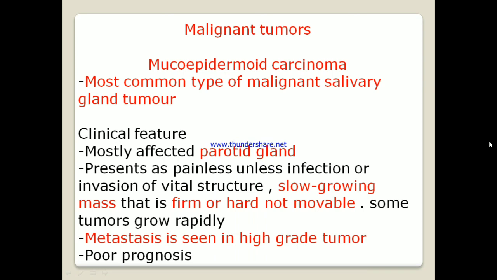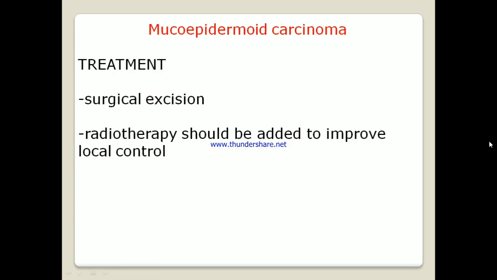Malignant tumors. Mucoepidermoid carcinoma. Most common type of malignant salivary gland tumor. Clinical feature: mostly affects the parotid gland. Presents as painless, unless infection or invasion of vital structure, slow-growing mass that is firm or hard, not movable. Some tumors grow rapidly. Metastasis is seen in high-grade tumor. Poor prognosis. Treatment: surgical excision. Radiotherapy should be added to improve local control.